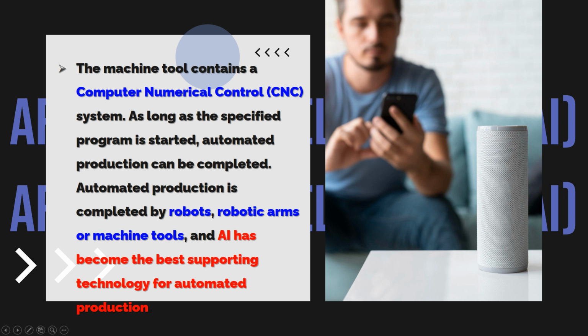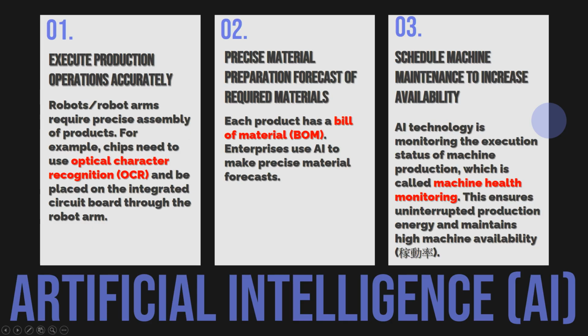And AI has become the best supporting technology for automated production. Okay, everything is automated. But we have to worry about it. Maybe in chapter 1, we talked about some routine work that may be replaced by AI. Okay, that's something humans need to worry about. Okay, and there are 3 parts. The first part is about executing production operations accurately.